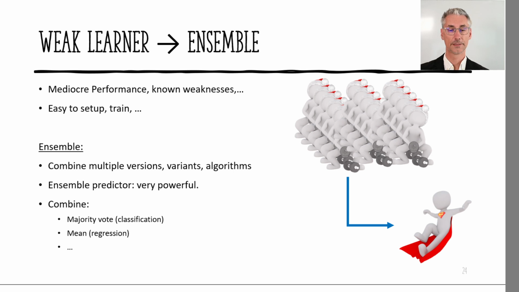Well, we take many of these weak learners, and this is what we call an ensemble. So we combine multiple versions, variants, different kinds of algorithms even, and then build such an ensemble predictor. And this we do with the idea that this combination of many weak learners is very powerful because their downsides compensate each other. So how do we combine them? For example, if we do a classification like our good or bad customer, we could just do a majority vote of all of these algorithms in our ensemble, or if it's a regression, we could take the mean of all predictions.